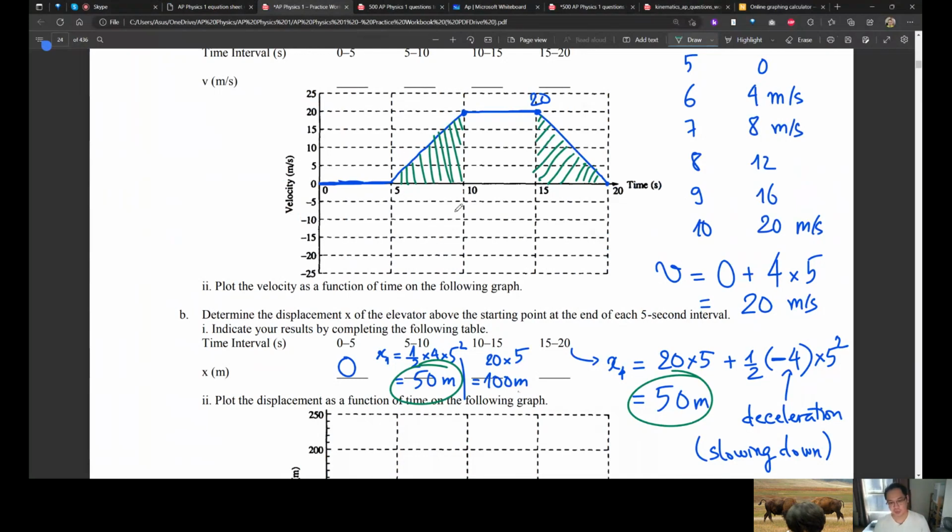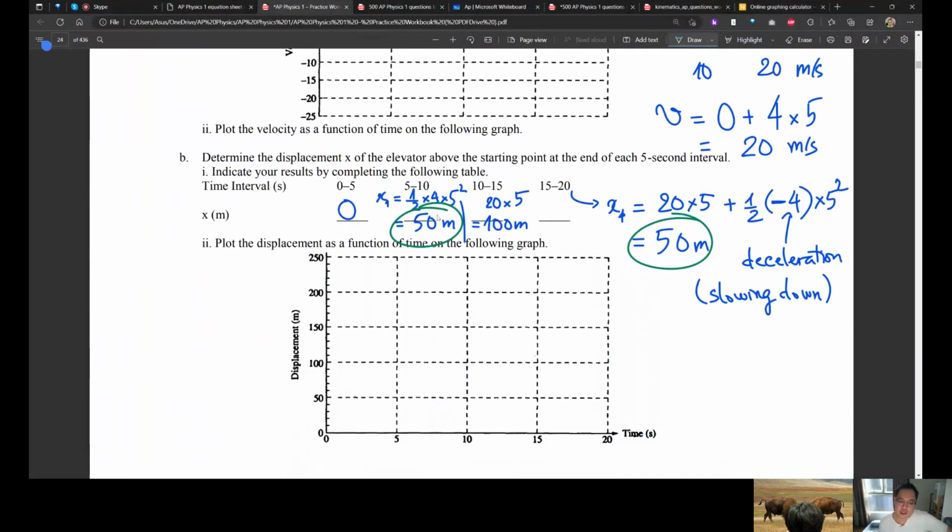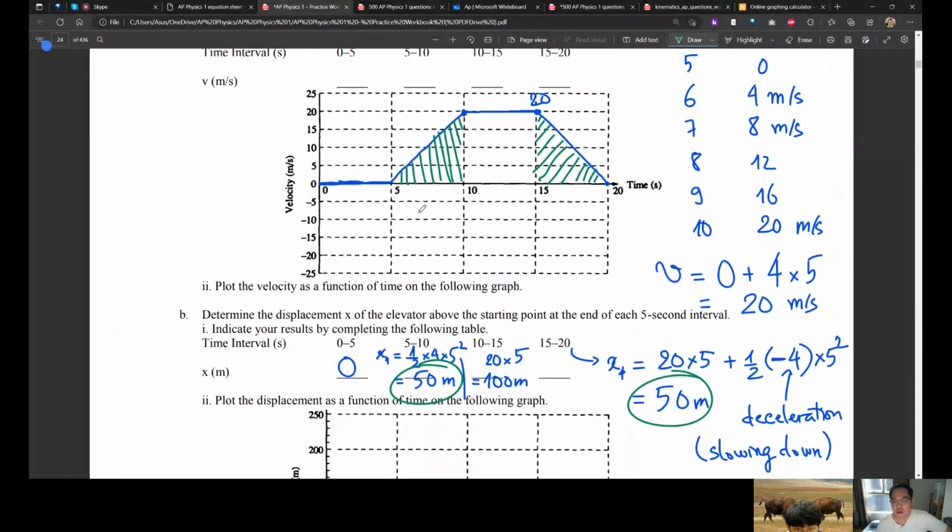The area of the rectangle in the middle is the distance that it moved during the middle part. 5 seconds, 20 multiplied by 5, 100, which is twice the area of each triangle. The area of one triangle is half of the area of one rectangle. So we have just calculated the distance that the object moved during the four stages, four parts.